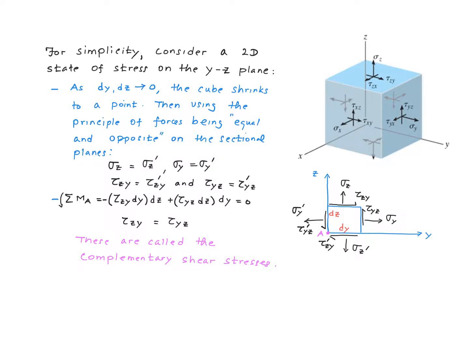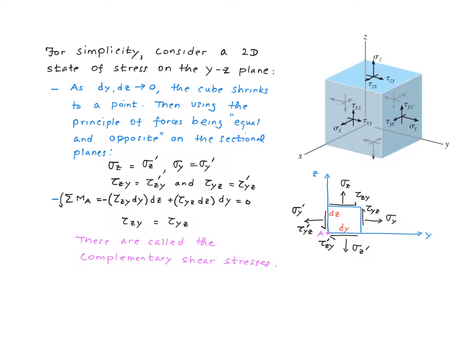At this point, we haven't proven that tau zy and tau yz are equal to each other, which we will do right now. To do that, what we do is we take a moment about point A for the forces acting on this differential element. Since we already showed that sigma z and sigma z prime are equal to each other, the forces due to them are equal to each other, and therefore moment about point A of these forces will cancel out, right? The same is true for the forces due to these stresses. And of course, these shear stresses are passing through point A, and therefore they have no moment contributions.